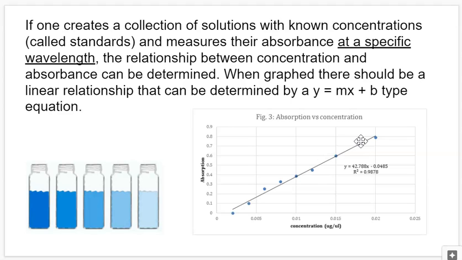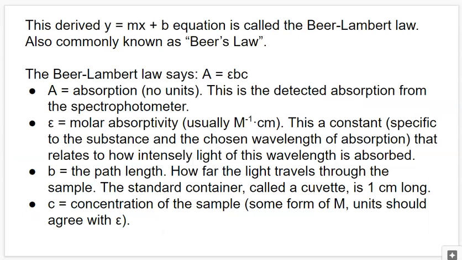You can see that you end up getting a linear relationship, which can be graphed as a y equals mx plus b type equation. This y equals mx plus b equation is actually called the Beer-Lambert law, also commonly referred to as Beer's law. This law states that the absorption A is going to be equal to epsilon b c, where A is the absorption. It has no units, so all the units are going to cancel out in this equation. And this is the detected absorption from the spectrophotometer.